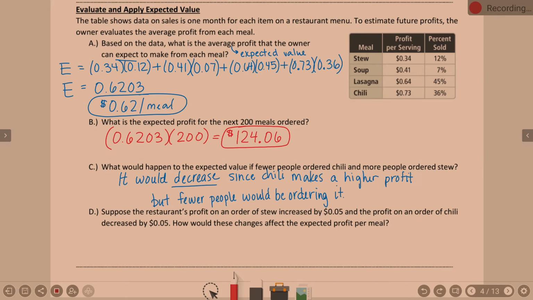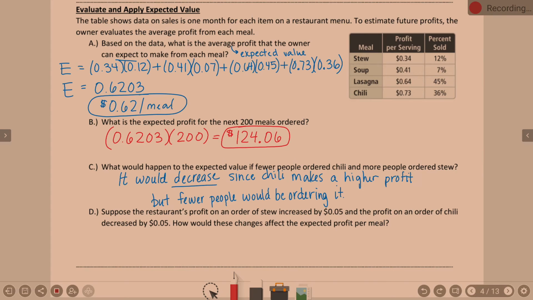Okay. Are we going to decrease again? Okay. Decreasing again, but for a different reason, right? Last time it was basically shifting the percents here, right? The amount stayed the same, but it would be fewer people ordering chili. So higher percent of stew sold, lower percent of chili sold. This time, we're not changing the percents, but taking 5 cents from chili and giving 5 cents to stew, right?